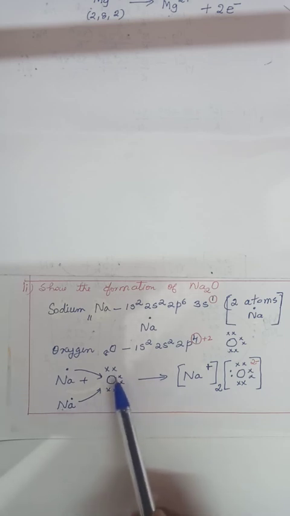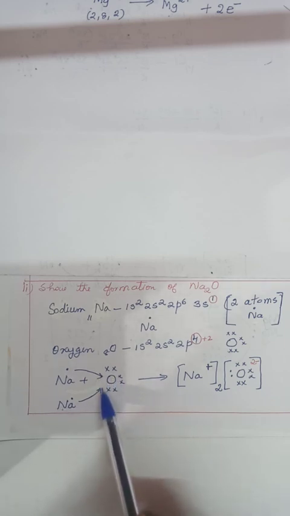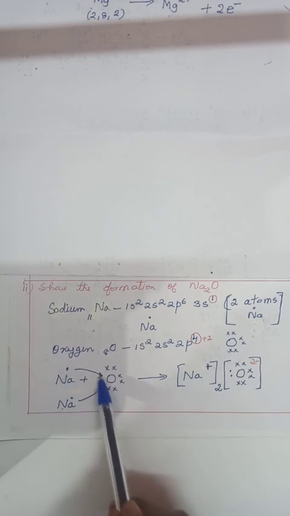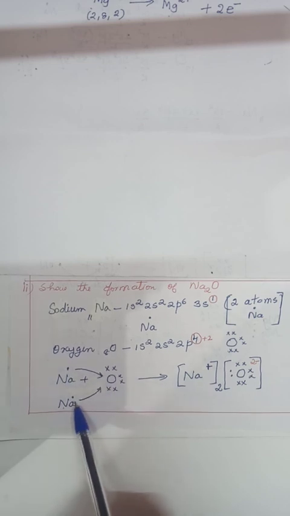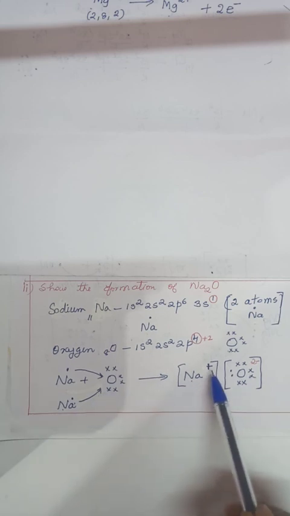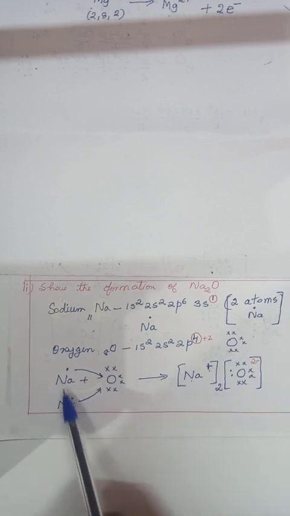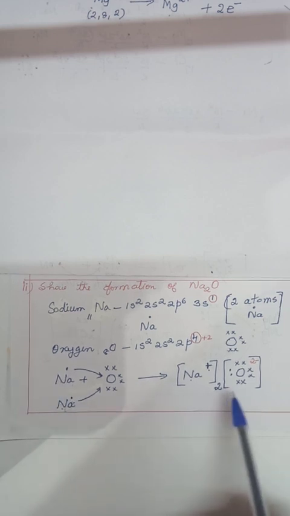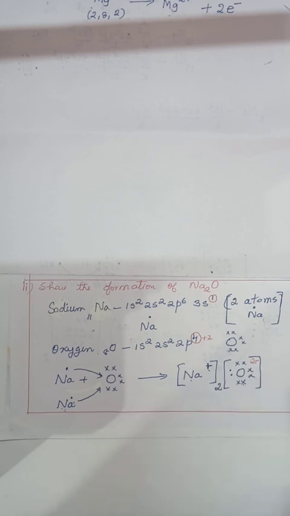For oxygen there is a shortage of 2 electrons. So 1 electron from here occupies this place. 1 electron from here occupies this place. So sodium Na plus, 1 sodium is losing 1 electron. So it is Na plus. Here you have to write 2 because there are 2 sodium atoms. Then oxygen is receiving how many electrons? These 2. 2 minus. This is how sodium oxide is formed.